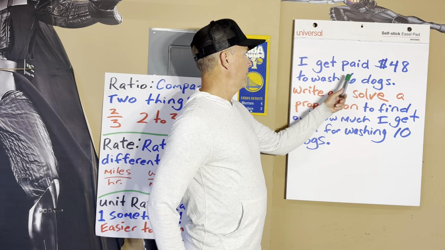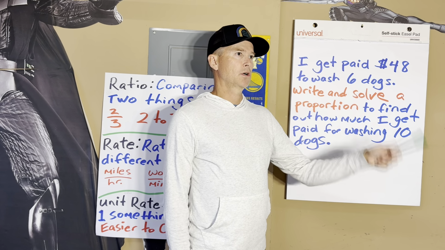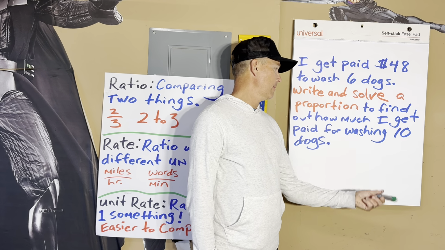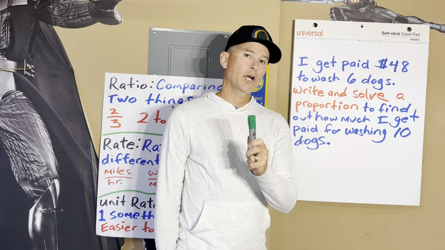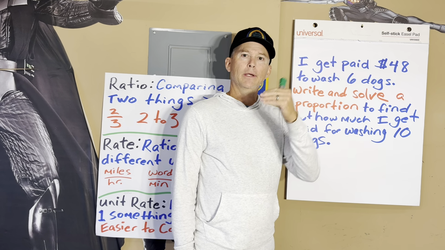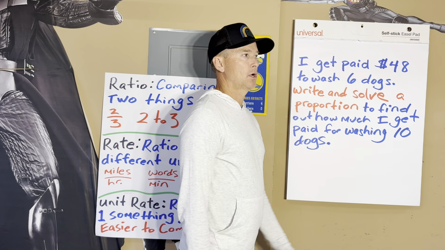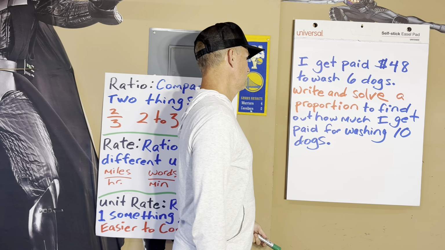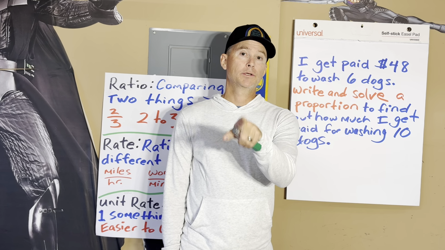So, you get paid $48 to wash 6 dogs. Well, you are going to get paid the same amount of money, but next weekend you're going to wash 10 dogs. Again, we're going to assume that you're getting paid the same rate, so it's a proportion. So we want to figure out how much money you are going to receive.